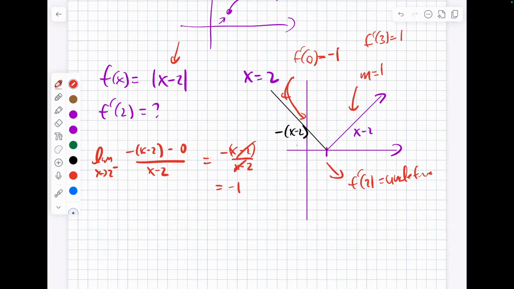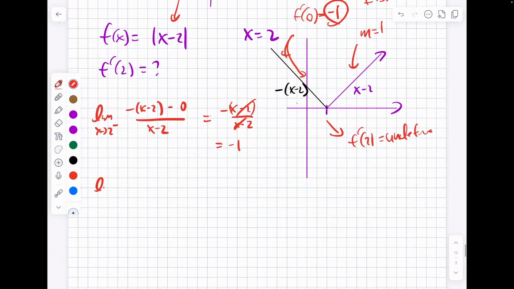And that's equal to negative 1. We just proved that this is equal to negative 1 using the alternative form of the definition. We were not able to do that before. Limit as x approaches 2 from the positive side, then that's going to use the x minus 2. So on one side it's going to be 1, on the other side it's negative 1. Therefore the left side is not equal to the right side, so it's not differentiable. We just proved that it's not differentiable.